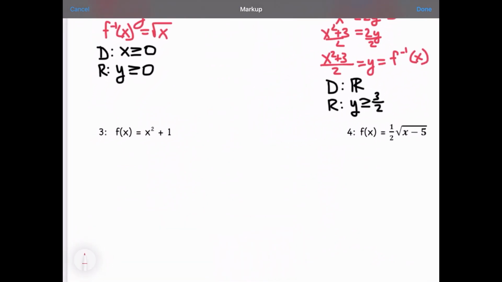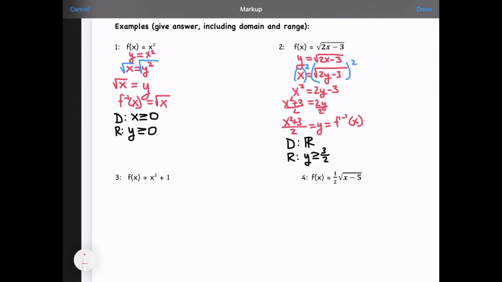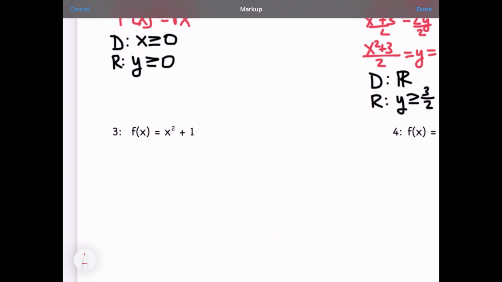So we've already done x squared. Now we're going to do x squared plus 1. So let's see what the difference is here. So once again, we're going to set y equal to x squared plus 1. We're going to switch x and y. So x equals y squared plus 1. And now we're going to solve. So we have to get the y squared by itself. X minus 1 equals y squared.